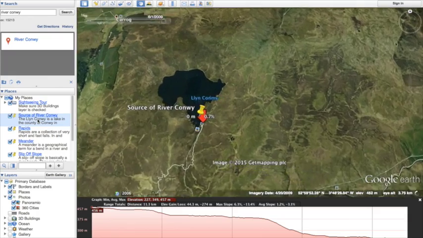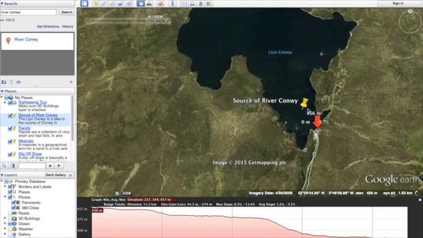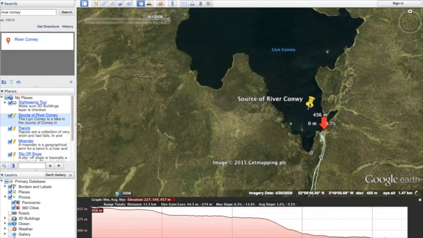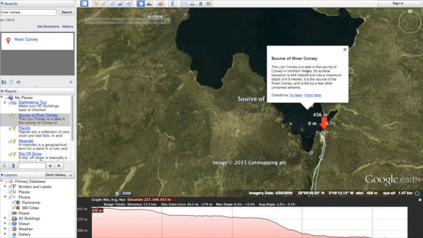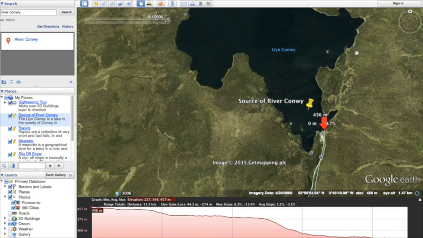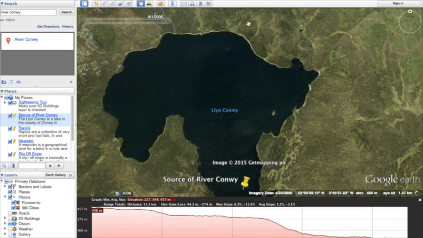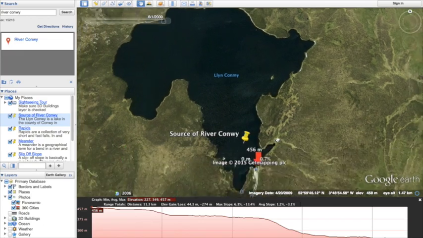The source of the River Conwy is a lake called the Lyn Conwy, and the Lyn Conwy is a lake in the county of Conwy in northern Wales. Its surface elevation is 454 meters and it has a maximum depth of 4.9 meters. It is the source of the River Conwy and is fed by a few other unnamed streams, which you should be able to see here, there, and a few more just around here.